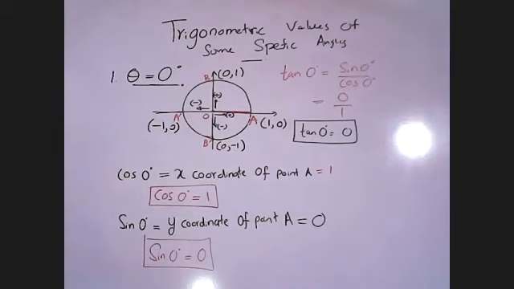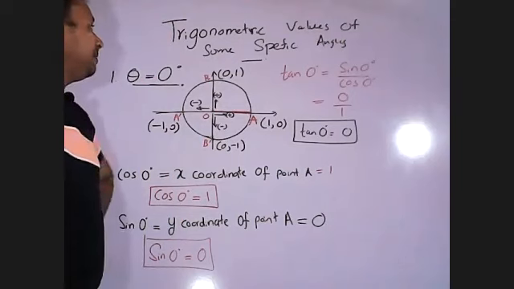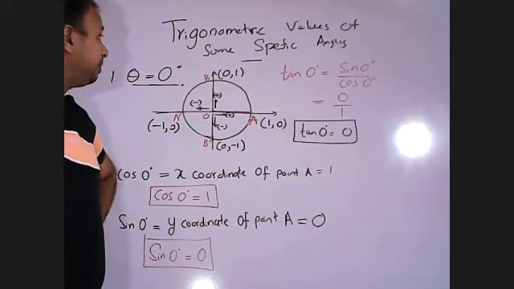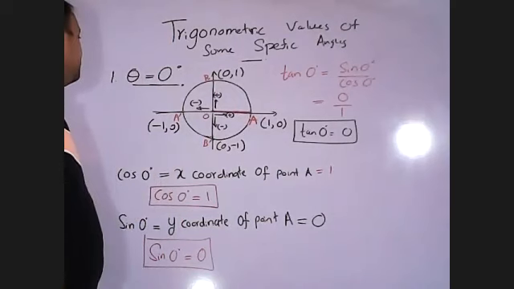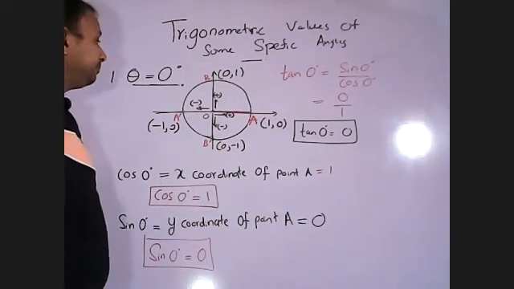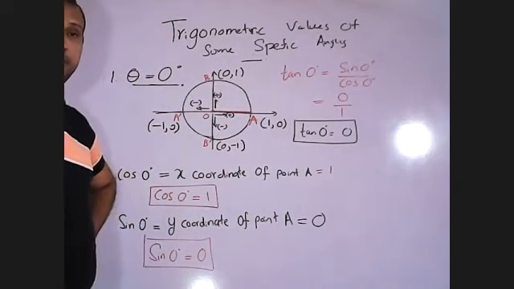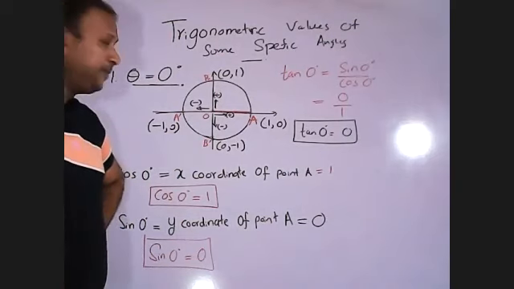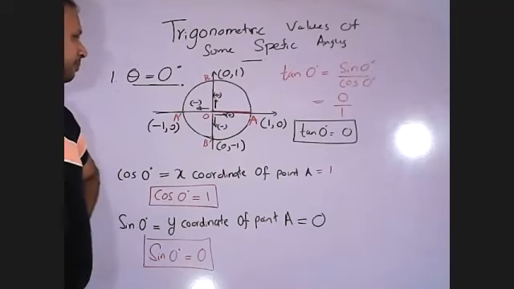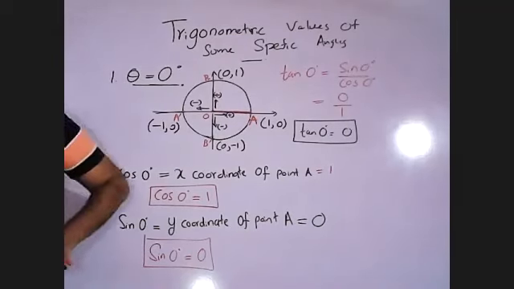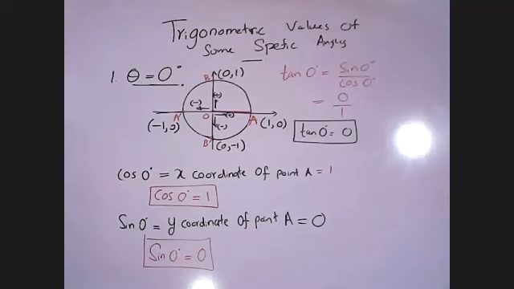Okay. The main topic is trigonometric values of some specific angles. Under that topic, the first subtopic is theta equal to 0 degree. Then you can draw the unit circle. Don't write anything other than the unit circle. Draw the unit circle first. Once you draw the unit circle, please give me the thumb.